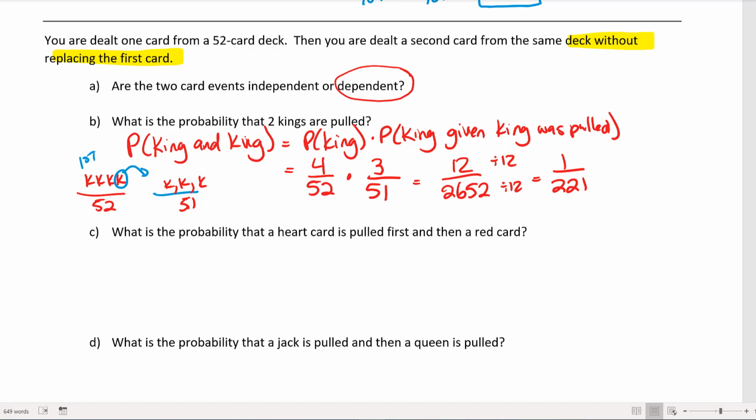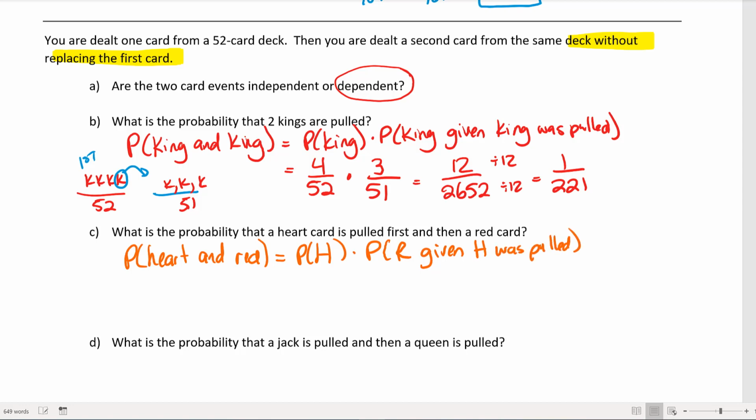All right, our next problem. What is the probability that a heart card is pulled first and then a red card? So I have the probability of heart and then red. We have the probability of heart, I'm just going to use H, times the probability of red, given that the heart was already pulled. Now these are a little bit trickier because hearts are also red. So let's see, how many hearts do I have? There are 13 hearts out of 52 cards.